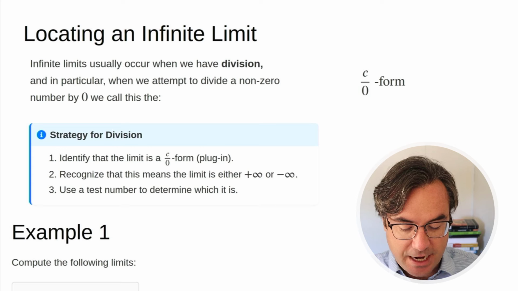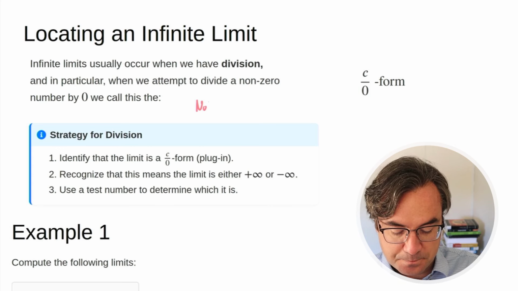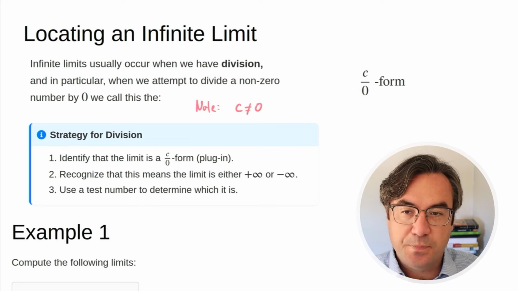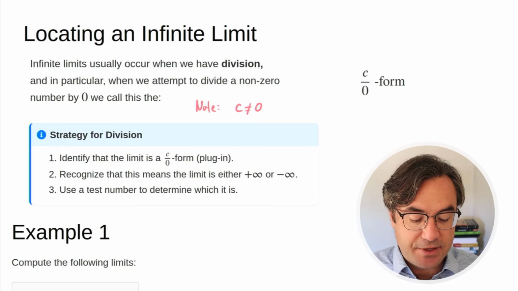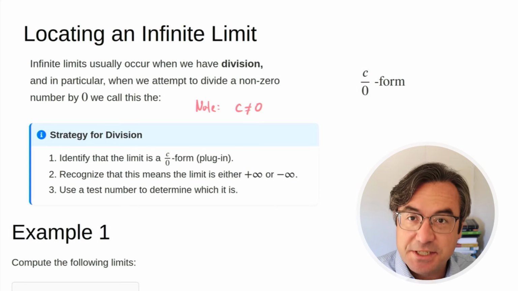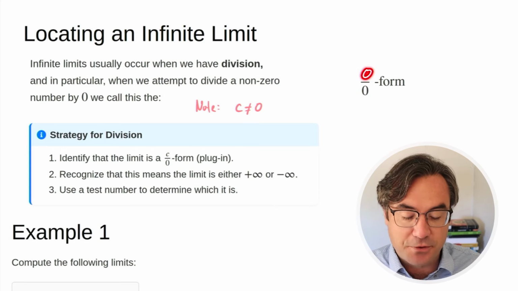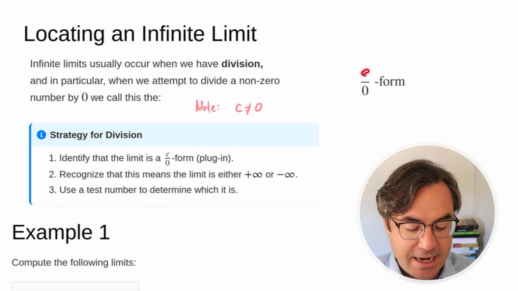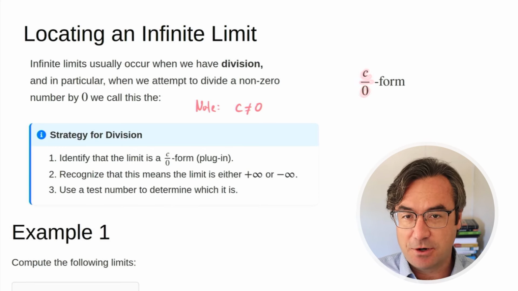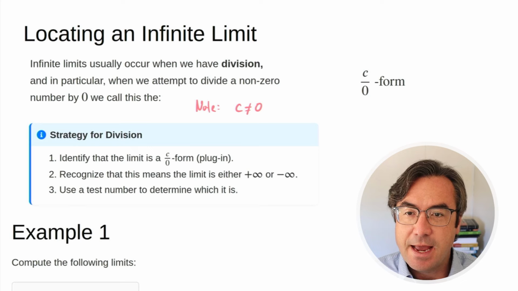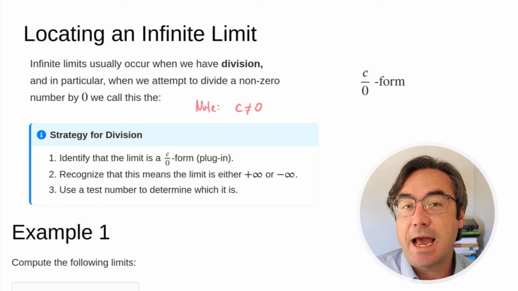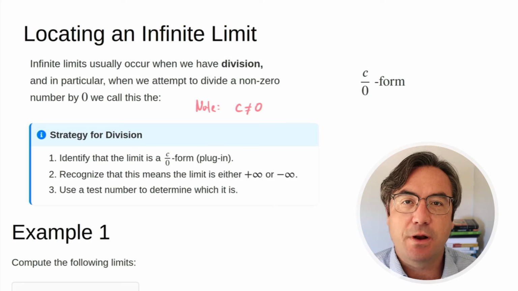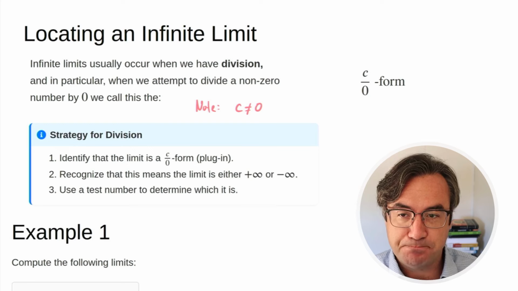And just a comment. The constant C on the top can't be 0. That's going to be something else. So 0 over 0 is an entirely different thing. So right now we're looking at a non-zero number divided by 0. This is a special form, and this is when infinite limits happen, usually. There are other cases, but this is going to be one of the more common types that we see.